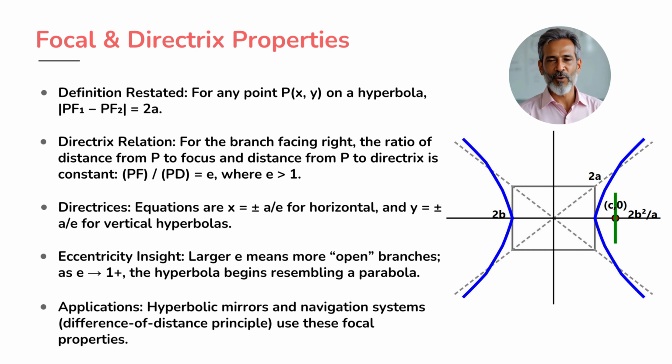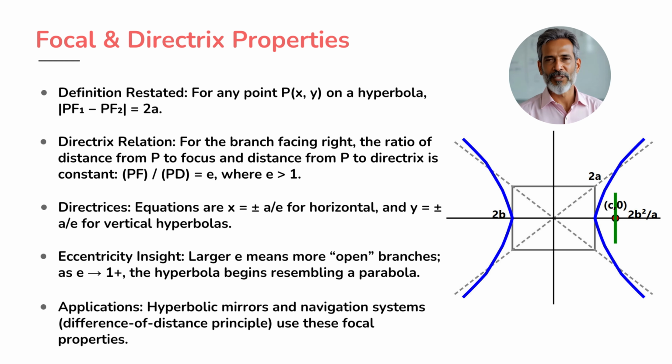Let's return to where it all started, the foci and the directrix. For any point P(x, y) on the hyperbola, the ratio of its distance from a focus to its distance from the corresponding directrix is constant. That is, PF divided by PD equals e. And remember, here e is greater than 1.